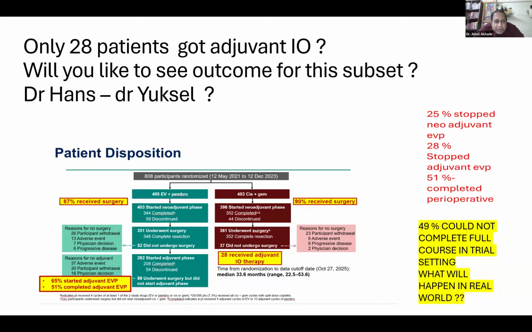Yep. So looking at the patient disposition, Dr. Yüksel, 25% stopped the neoadjuvant EV Pembro, 28% stopped the adjuvant EV Pembro, only 51% completed the entire perioperative protocol. So 49% could not complete the full course in a trial setting. So do you think this will be easy to implement in the real world? In the real world, maybe the number will be more or less?